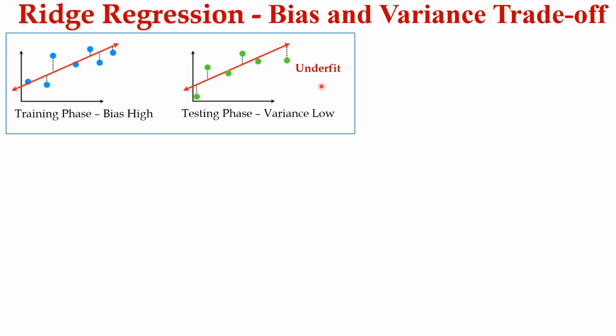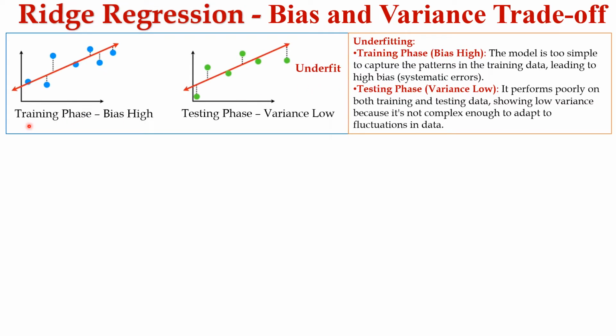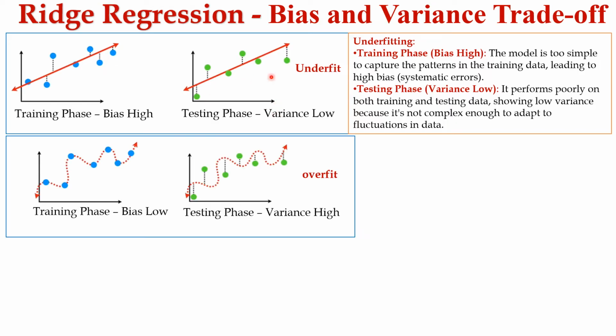First, let's check out the underfit model. So here in the training phase, the model is too simple to capture the pattern in training data. This leads to high bias, whereas in the testing phase, it performs poorly on both training and testing data. It shows low variance because it is not complex enough to adapt to the fluctuations in data.